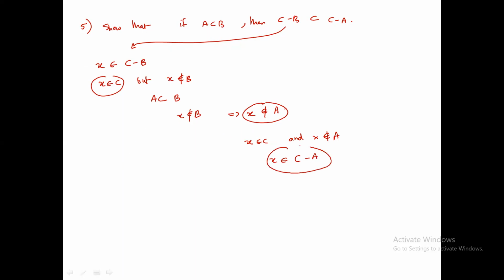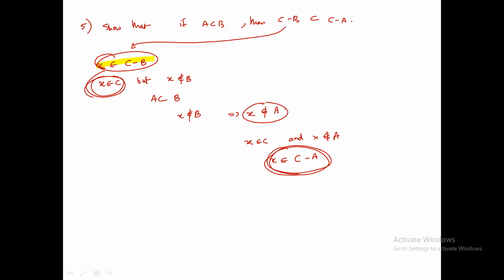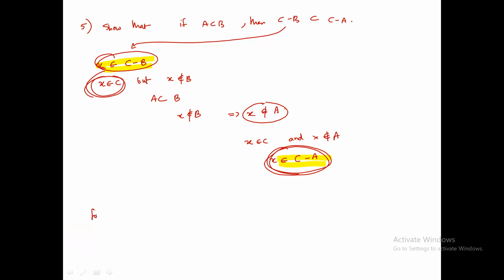So we ended up here. We started here. Actually, this is the starting point. I will highlight: we started with this and we ended with this. That means for all X belonging to C minus B, X belongs to C minus A also. That means C minus B is a subset of C minus A.